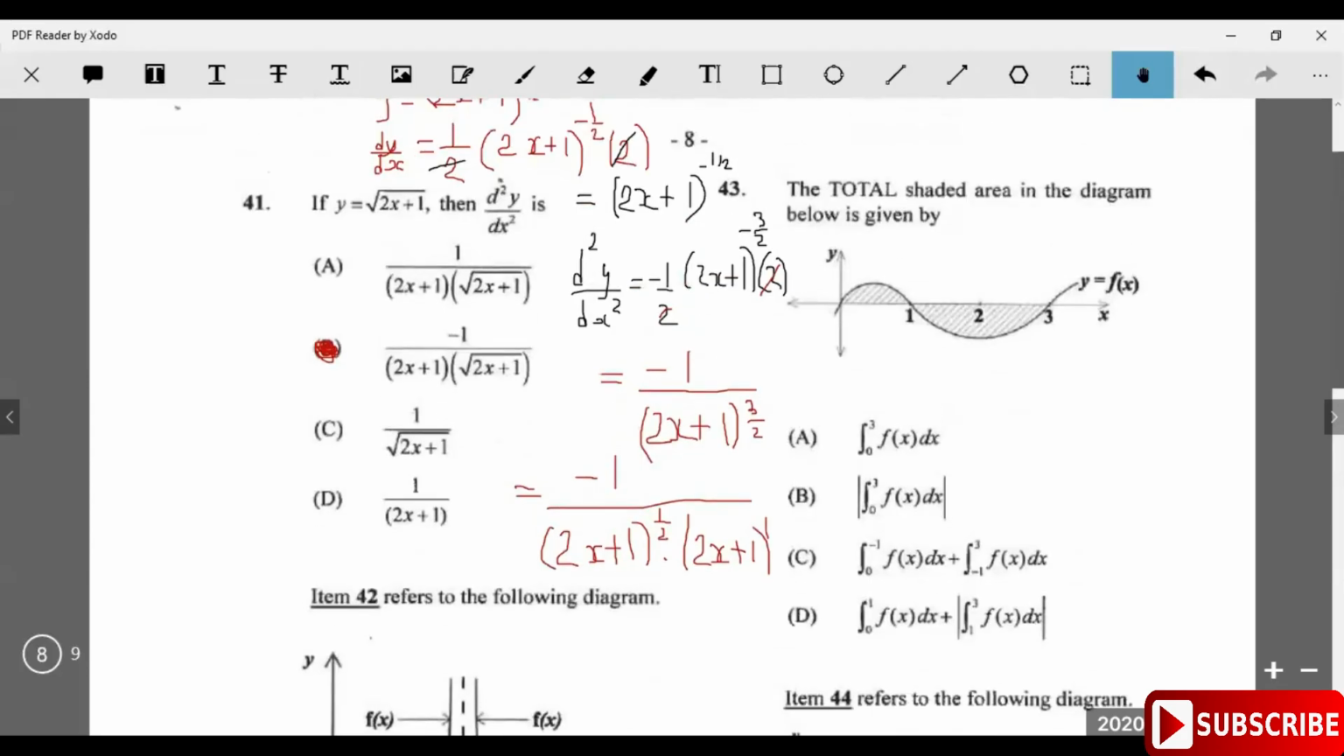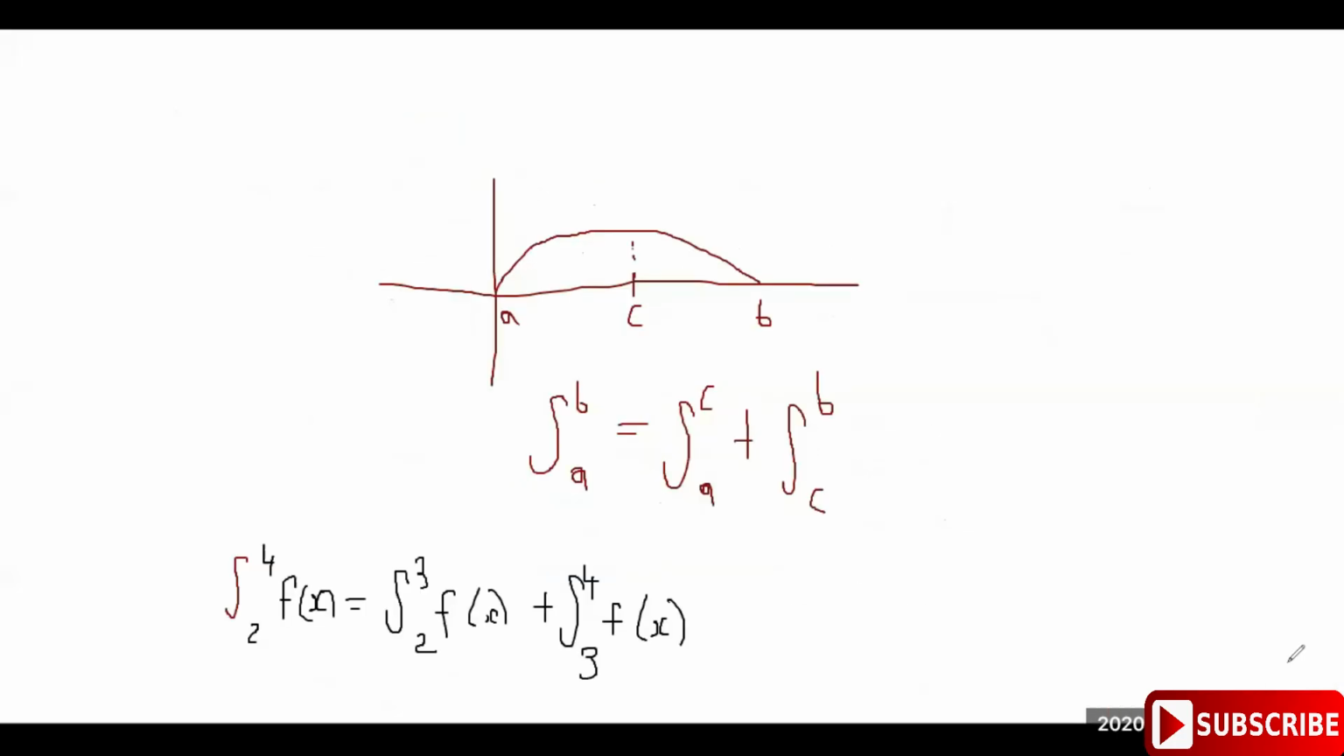Question 43 says, find the area of the diagram below. Now look at this. Area is always positive, right? Let's say I give you a square. Just want to show you something. If I give you a square with length 4, then the area is equal to 16.